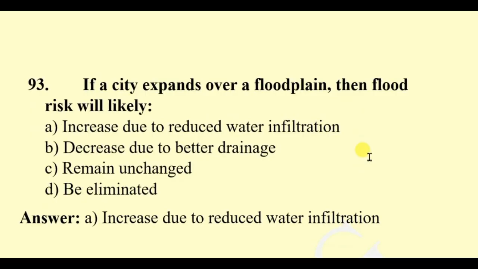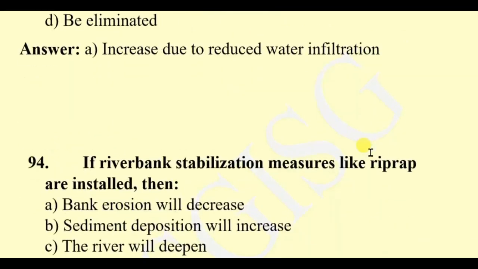Question 93. If a city expands over a floodplain, then flood risk will likely increase due to reduced water infiltration, decrease due to better drainage, remain unchanged, or be eliminated. The right answer will be, of course, increase due to reduced water infiltration, as there will be more runoff.